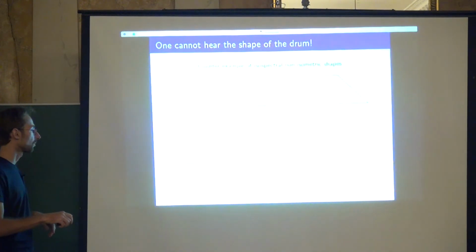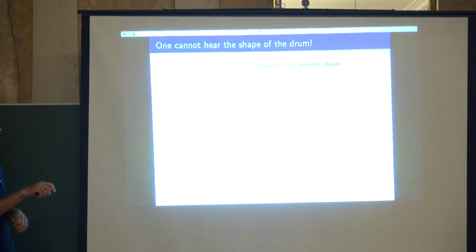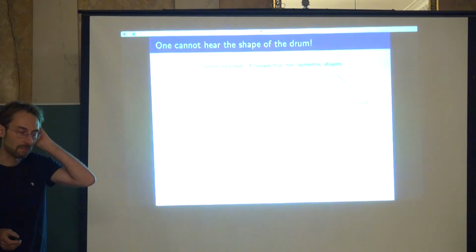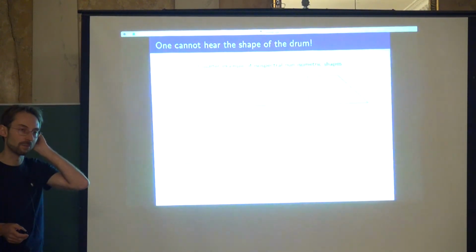The first counterexample was given in '92. These are two isospectral but non-isometric shapes. In this case, they're flat, two-dimensional. Basically, what makes them non-Euclidean is the boundary. So in this case, we also have some boundary conditions. And you can also find some other higher dimensional examples.